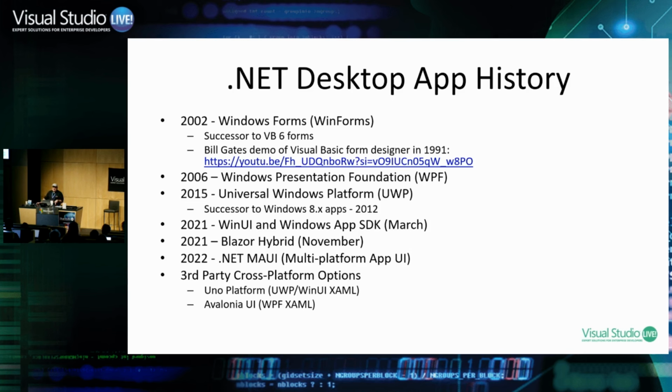I'm skipping over the Windows 8 XAML apps, but the next thing to come out was in 2015. With Windows 10, we got UWP apps, the Universal Windows Platform. And with UWP, you could use the same code base to build for any of the Windows platforms. So Windows desktops, the Surface tablets, Windows Phone at the time, Xbox, HoloLens. You could target all of those with UWP.